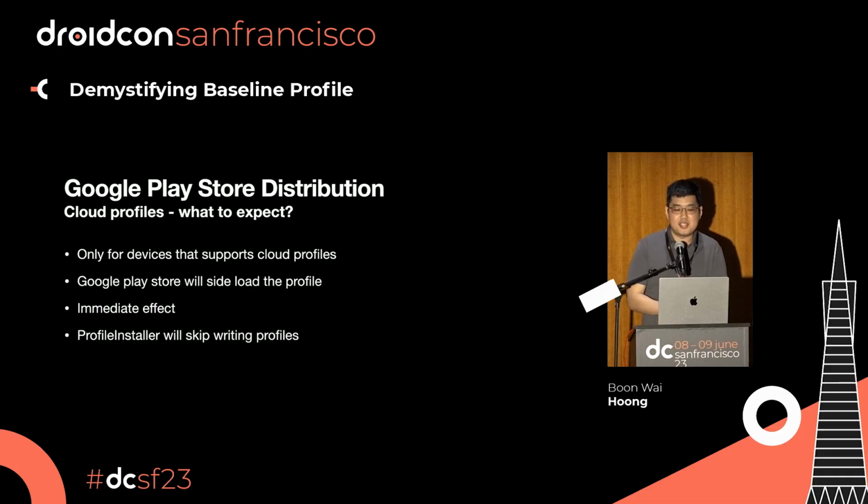These cases are only valid for devices that support Cloud Profiles. This is typically several API versions only. So when the Google Play Store has a Cloud Profile for your app, Google Play Store will sideload the profile onto your device itself. And this is with immediate effect. What that means is that there are no delays, there are no ceremonies that you need to do, and it works as intended. In that case, profile installer will skip writing profiles and not do anything.